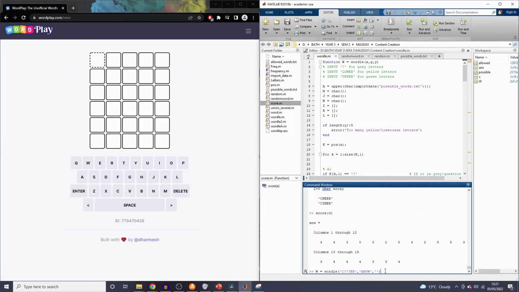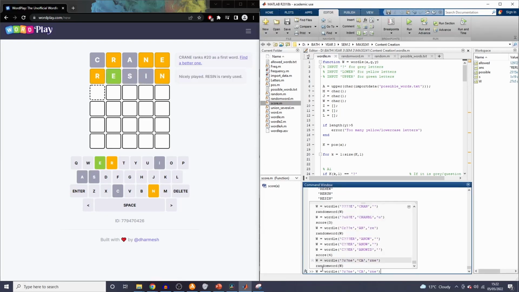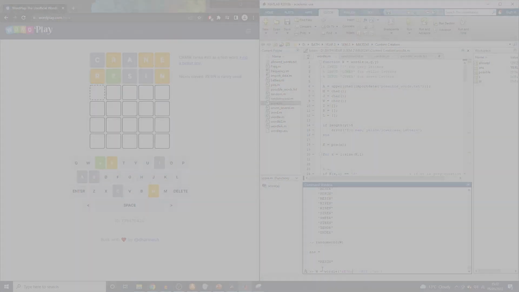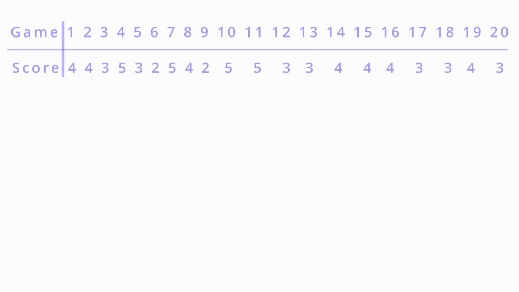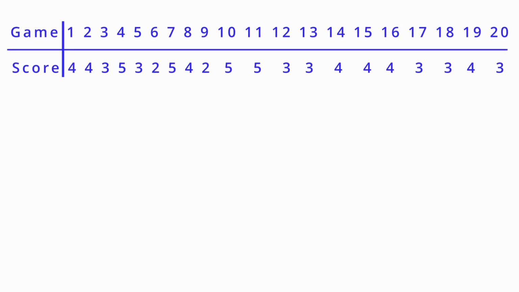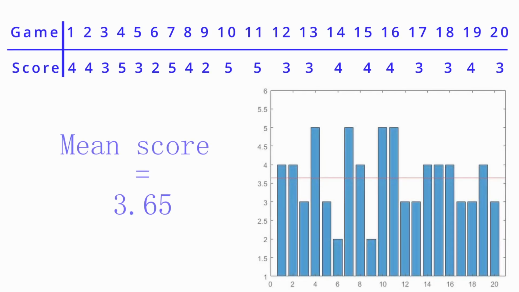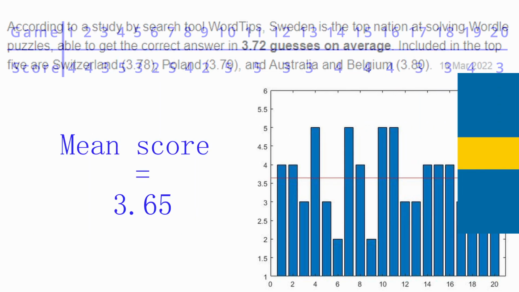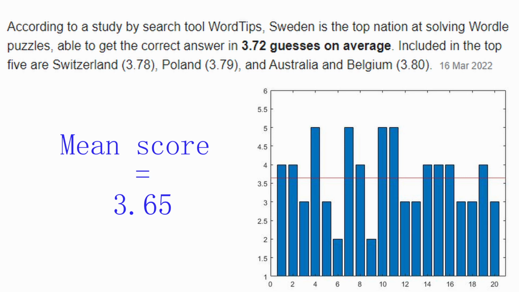So I decided to test my code by playing 20 games of Wordle using Crane as the first guess and randomizing most of my next guesses. Now, I understand that statistically, 20 iterations isn't very significant, but I managed to get a mean of 3.65, which I thought was pretty good, seeing that the best country in the world at Wordle is Sweden with 3.72 as their average score. So if I can beat the Swedes, then, well, my job is done.